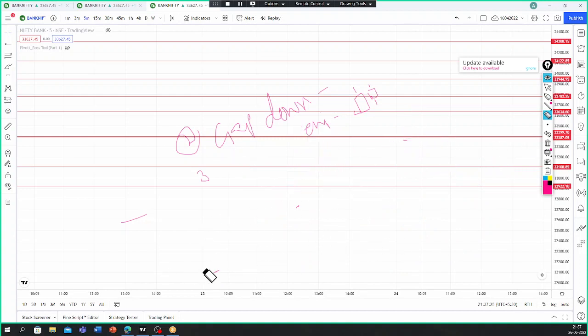So when gap up comes to your mind, what is your thought process? How many kinds of gap up can there be, and what do you see as a gap up?